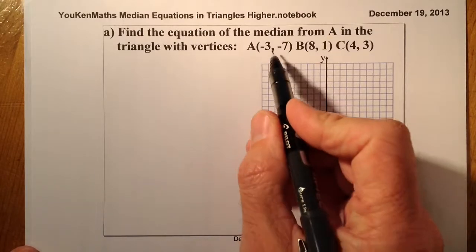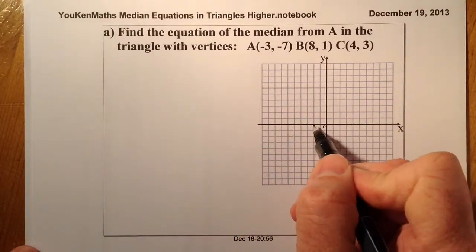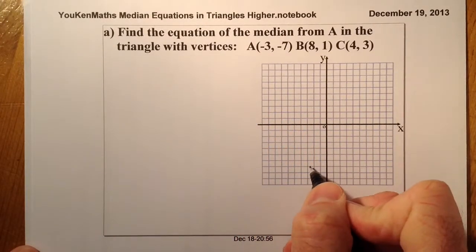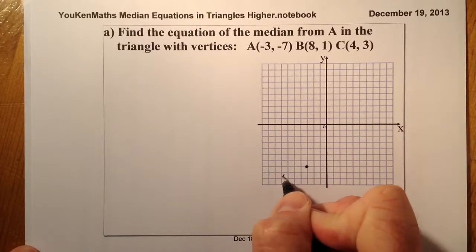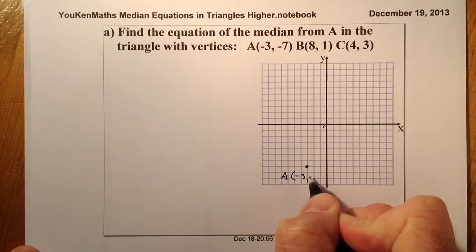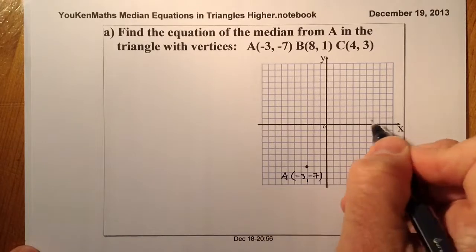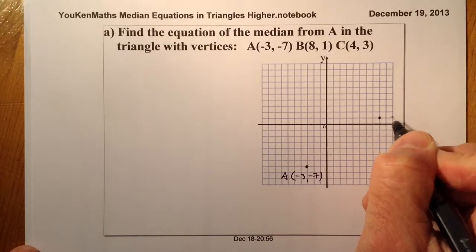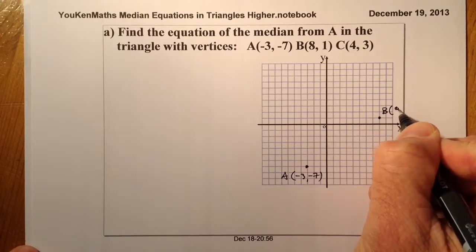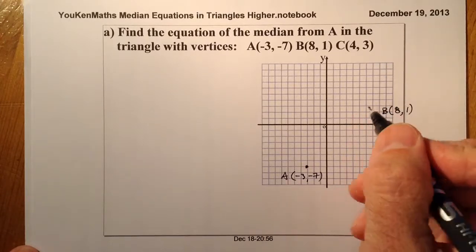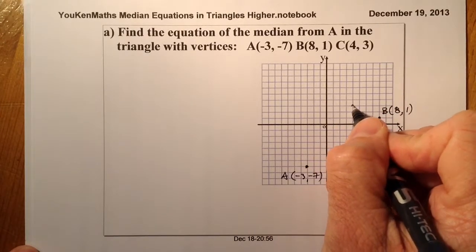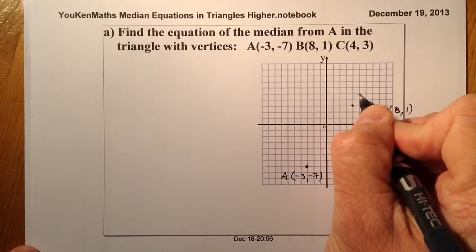Okay, let's plot the point. So minus 3, minus 7 should be down here. So that's the point A. The point B, 8, 1, so that would be my 8, 1 there, so that's point B. And the point C, 4, 3, so 4 and 3 to there, so that's point C.